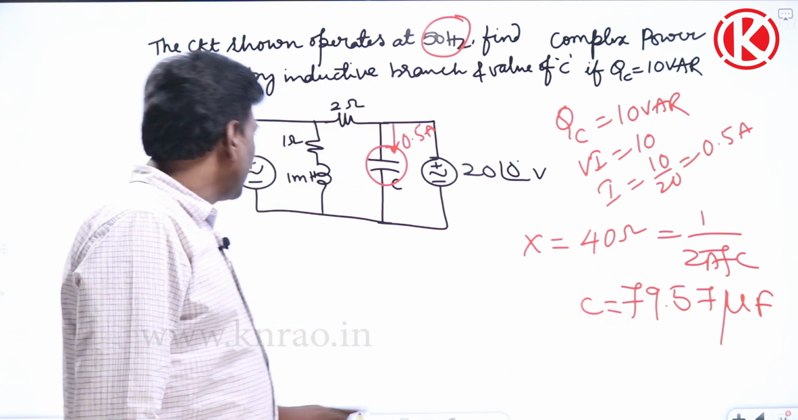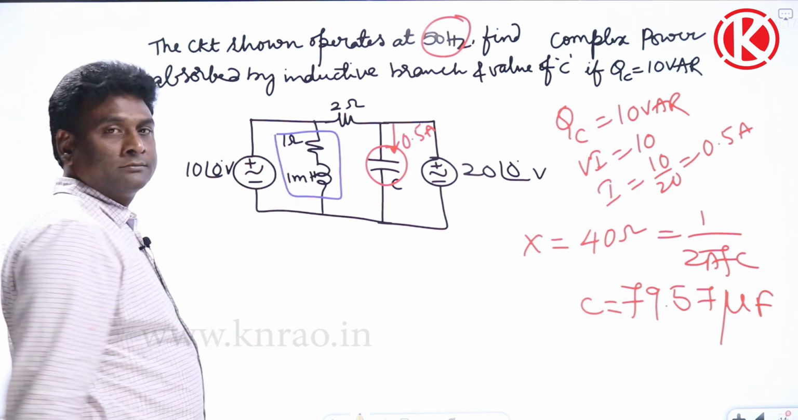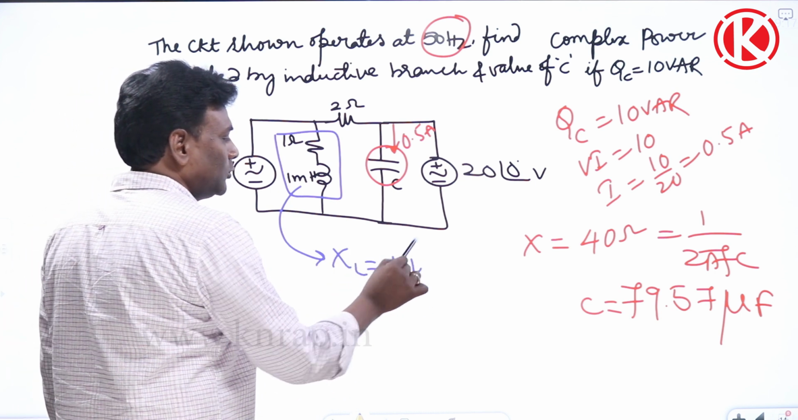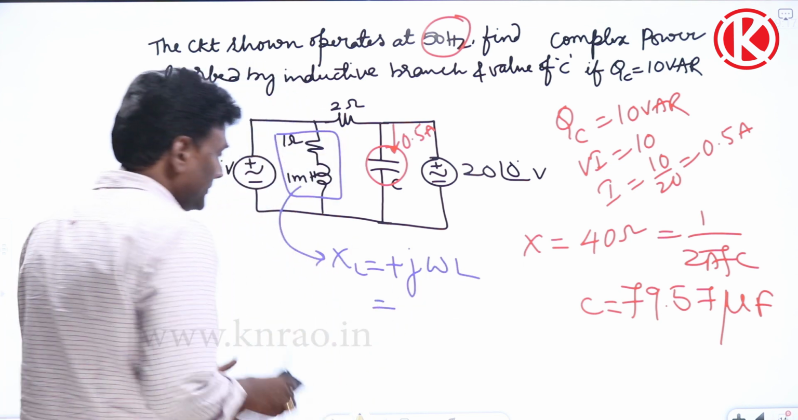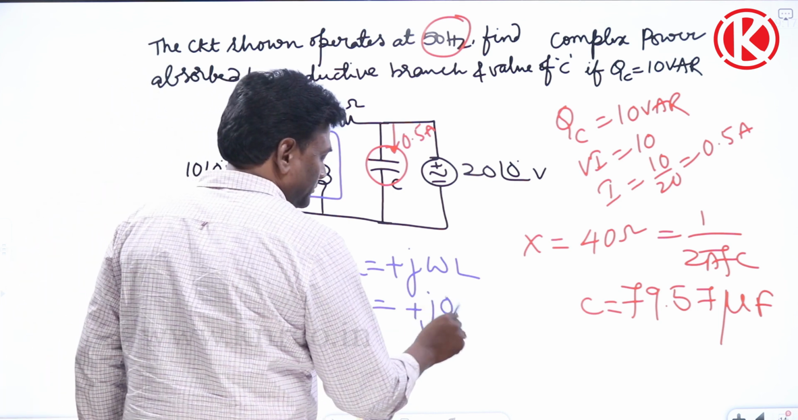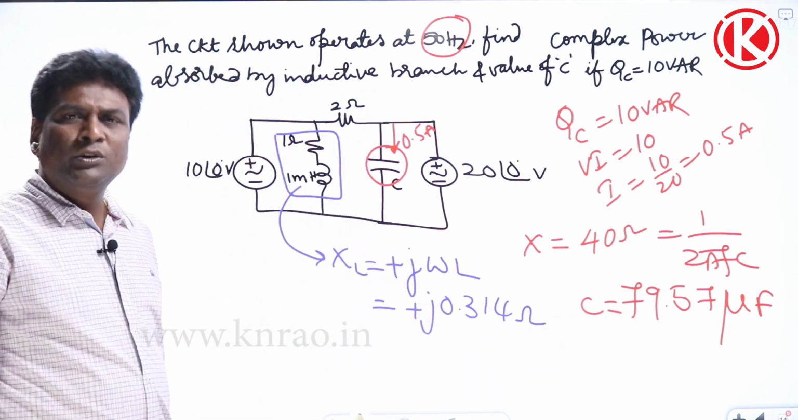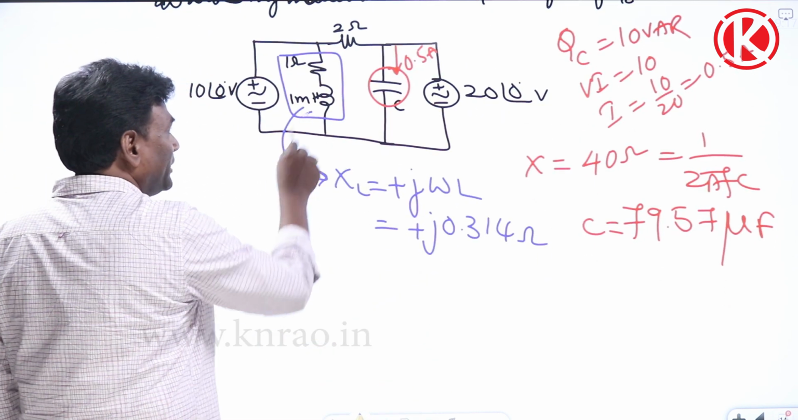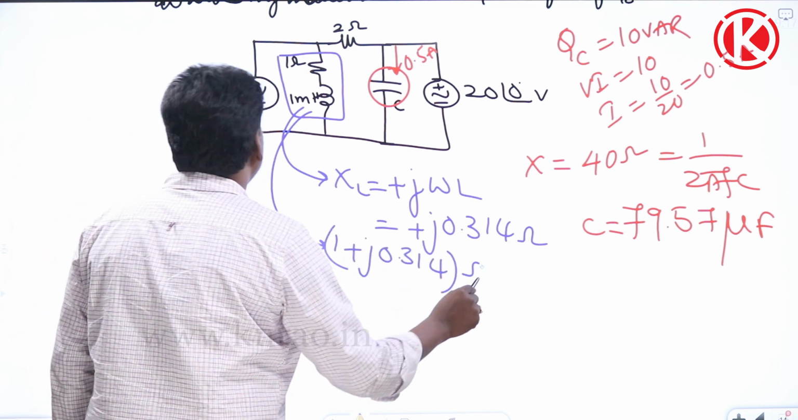In the second, they are asking how much is the complex power absorbed by the inductive branch. This is 1 millihenry. In the sense, how much is XL, which is j 2 pi f L, or omega L? L value is 1 millihenry, so this is going to be 0.314, so plus j0.314 ohms. Across the branch, already we know the voltage. We have to find out the current and then complex power. So my inductive branch is altogether 1 plus j0.314 ohms, with 10 volts.